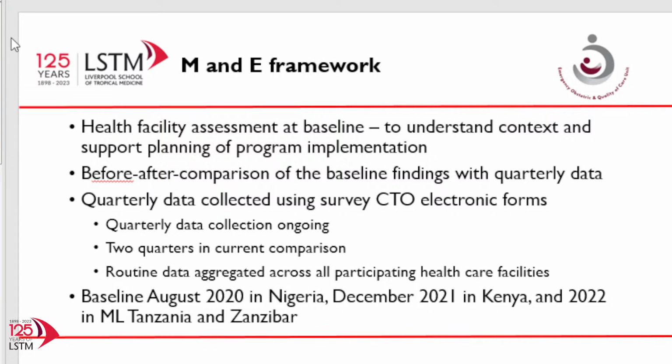And we carried out a before and after comparison of the baseline findings with quarterly data. And this quarterly data is what my colleagues are going to be showing you in a few minutes, compared to the baseline. Collected using a SurveyCTO form that we developed, electronic forms, of course, on the usual platforms of mobile phone and tablets. So there was a quarterly data collection that is still ongoing, and we've got two that we've analyzed, we'll be showing you soon. And then, of course, these are routine data that are aggregated across all participating healthcare facilities.